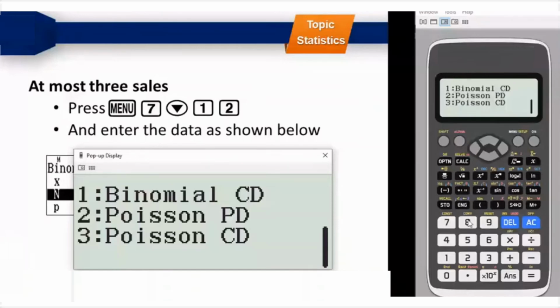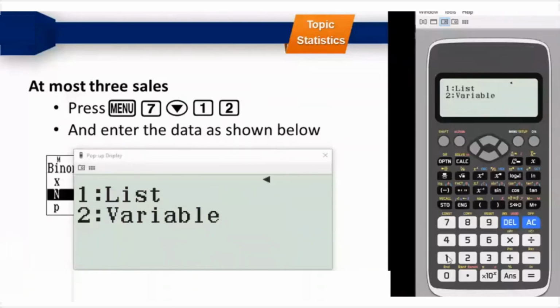Now it will ask me again, do I need a list or a variable? I only find list when I want the probability distribution table. When I don't want probability distribution table, I will press 2. And now it is asking me what is X?